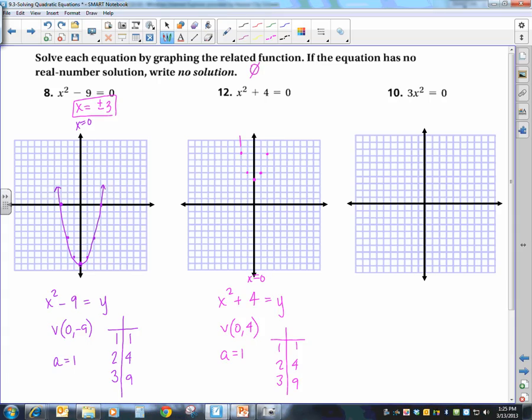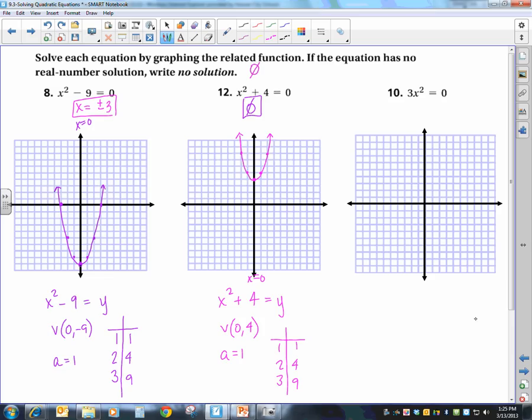Okay, you want to use your eraser. If you don't get the points, you need to use your eraser. I have an undo button. So I graph my parabola. Where does it cross the x-axis? It never does. So that means this would be no solution, or using the symbol for the null set.